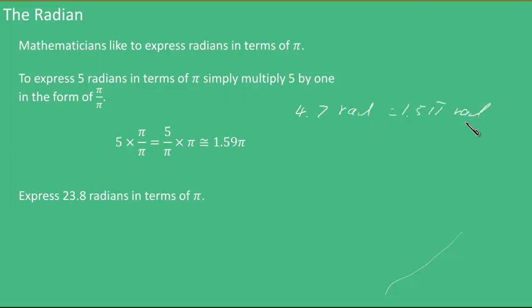Again, very often we don't write this term radian here. I suggest you always do. And one reason for that is that sometimes students begin to think that pi means radian. No, pi is just a number. So again, how did we get this? We said 4.7 divided by pi times pi.